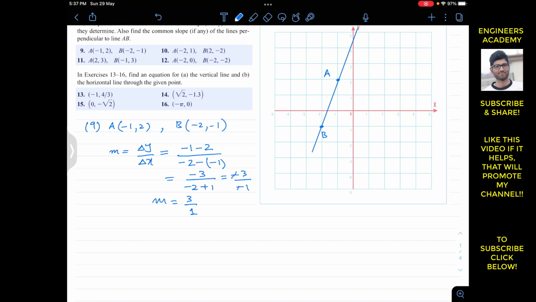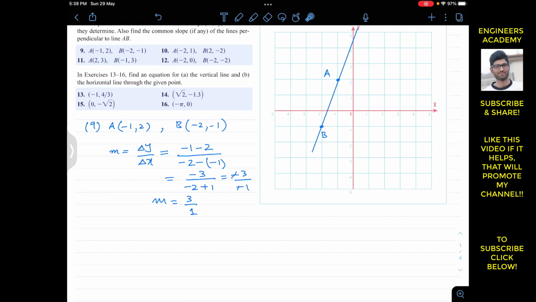We can also find the slope directly if we plot points A and B and join them. As we can see, for a 1 unit change in x, the change in y is 1, 2 and 3. So for a 1 unit change in x, there is a positive change of 3 in the y direction. This is the slope of that line.